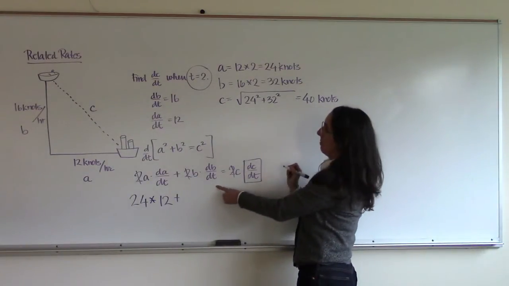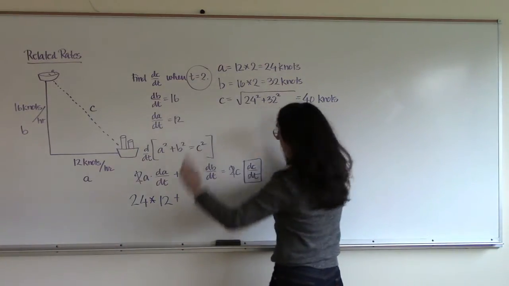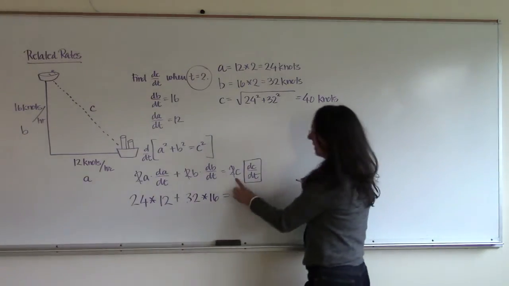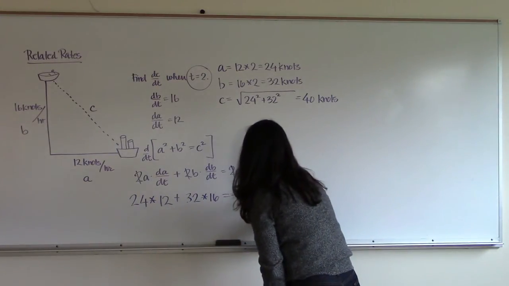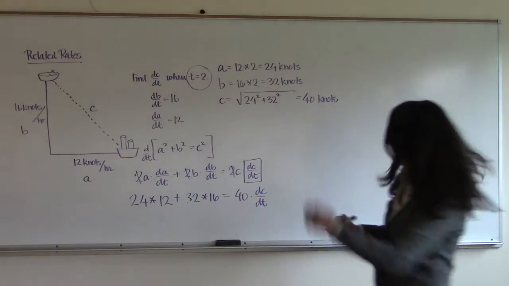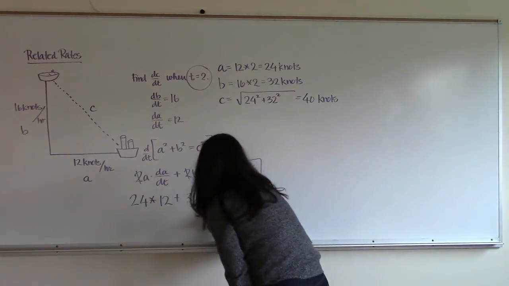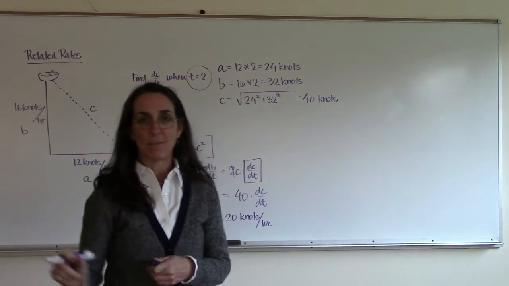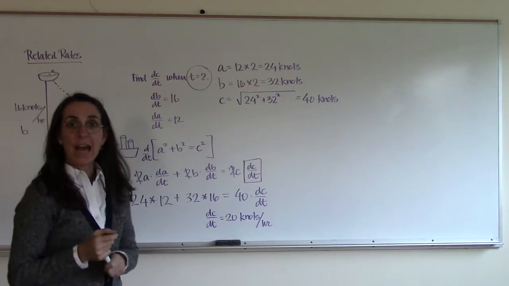Plus B times dB/dt. B is 32 and dB/dt is 16. And that's equal to C times dC/dt, so 40. And if you multiply all of this together and you add these things up and you divide by the 40, you get dC/dt. dC/dt is 20 knots per hour. Do you see how it works?